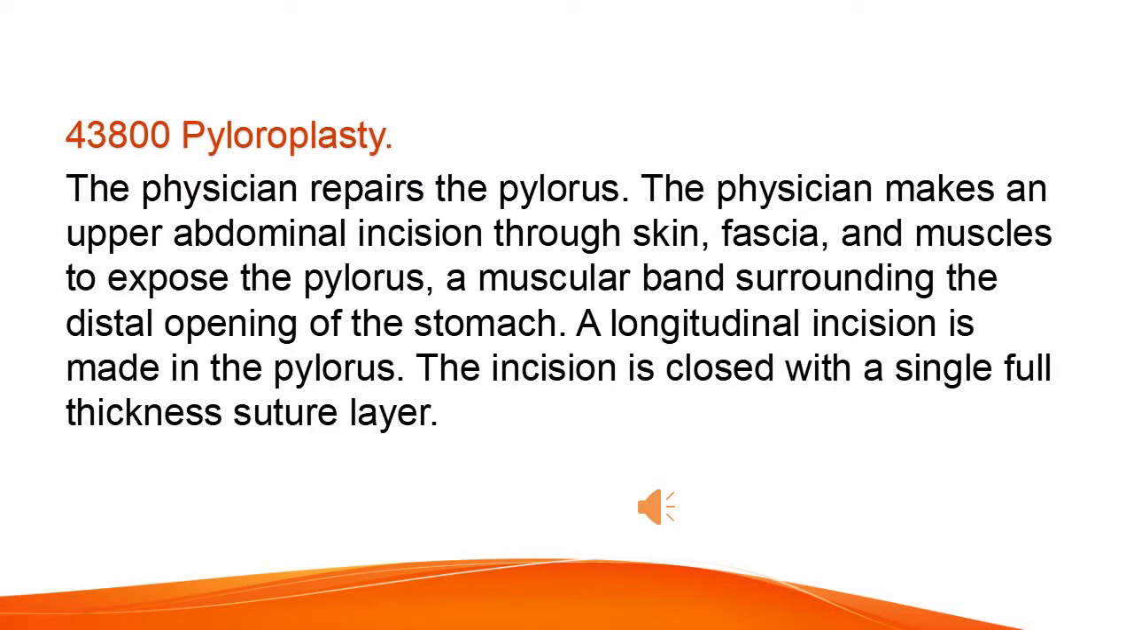Pyloroplasty. The physician repairs the pylorus. The physician makes an upper abdominal incision through skin, fascia, and muscles to expose the pylorus, a muscular band surrounding the distal opening of the stomach. A longitudinal incision is made in the pylorus. The incision is closed with a single full-thickness suture layer.